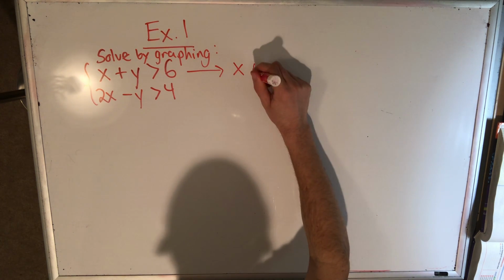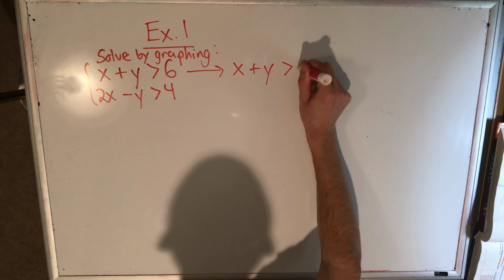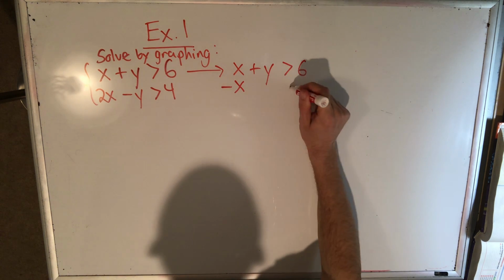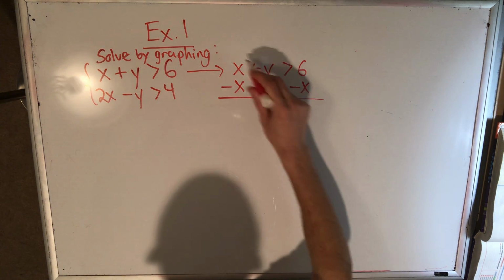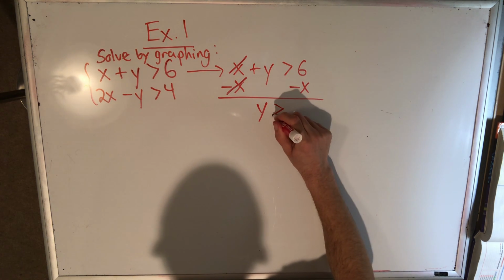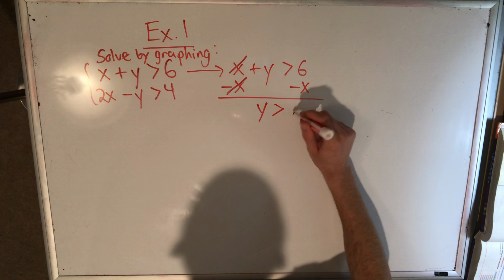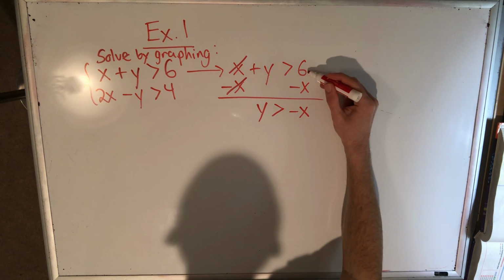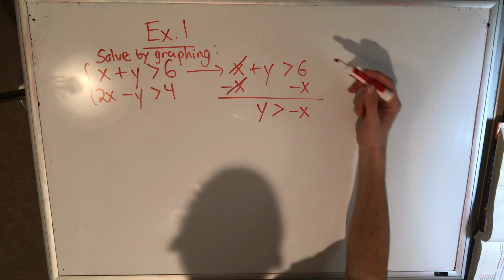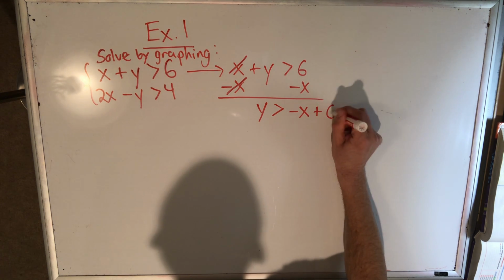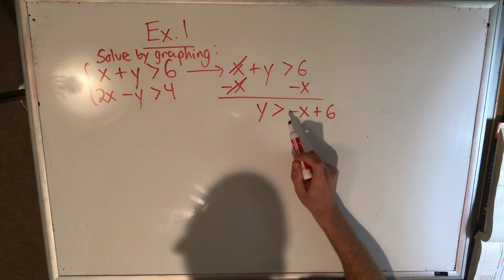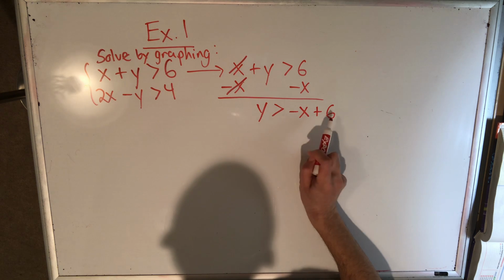So x plus y is greater than 6. X is being added, so to get rid of it, do the opposite and subtract x from each side. X minus x is 0, so it cancels out. Y is greater than, and for slope-intercept form, put the x term first, then the constant, the number not multiplied by x. And it's positive 6, so put plus 6. So now it's in slope-intercept form. We have y, and then on the other side, an x term and a constant.